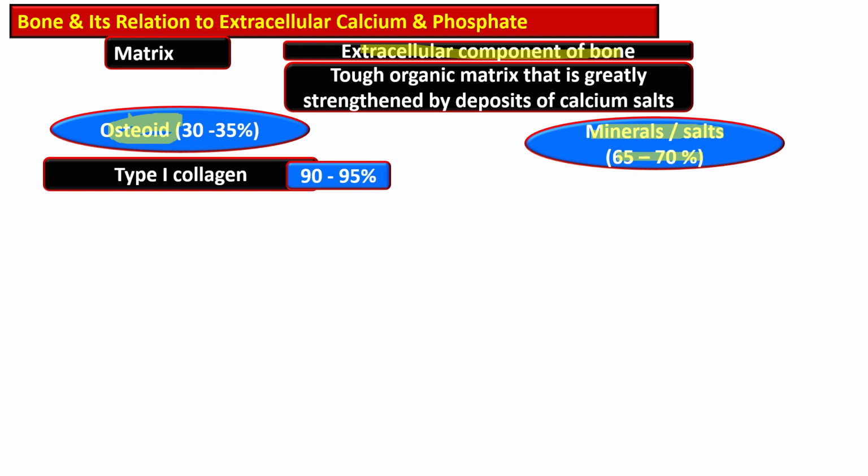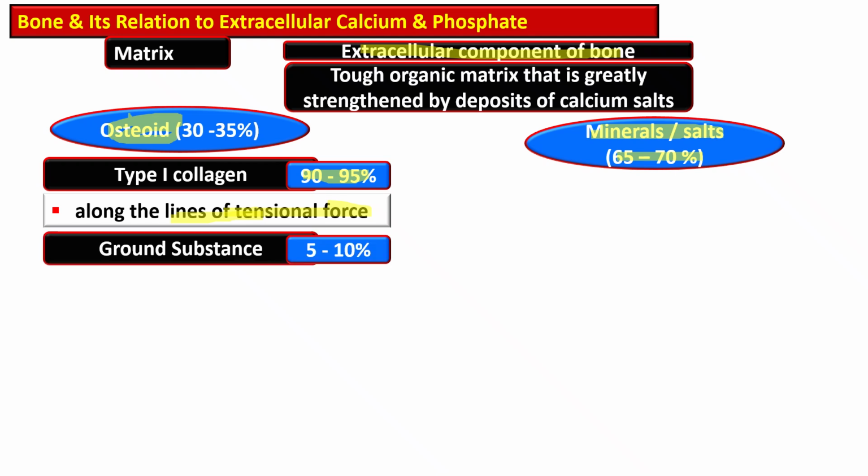So the main component of the osteoid is type 1 collagen that comprises about 90 to 95% of the osteoid, and it provides tensile strength and is aligned along lines of the stress, that are tensional forces.